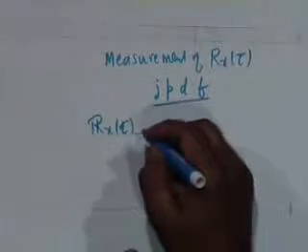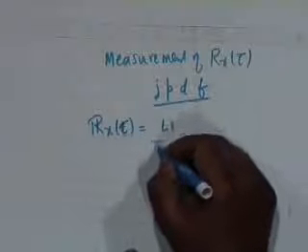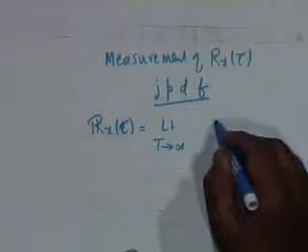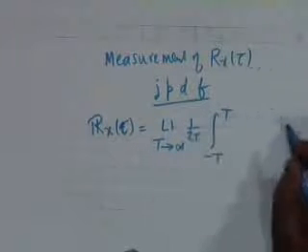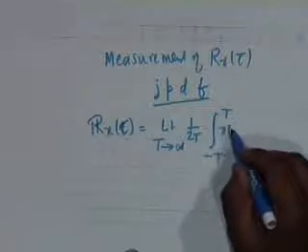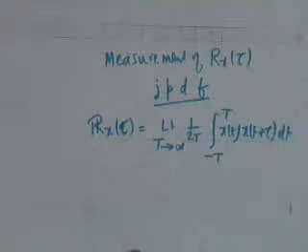which as you know is given by the limit as T tends to infinity of 1 over 2T times the integral from minus T to plus T of x of t times x of t plus tau dt.